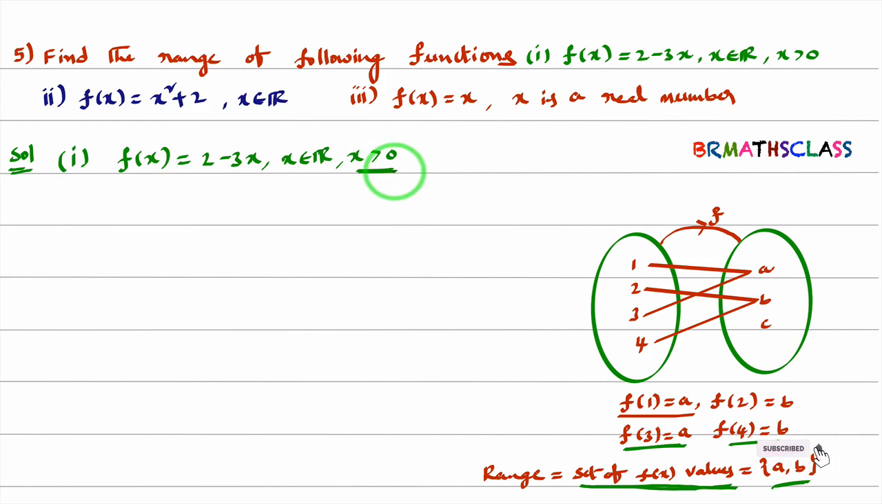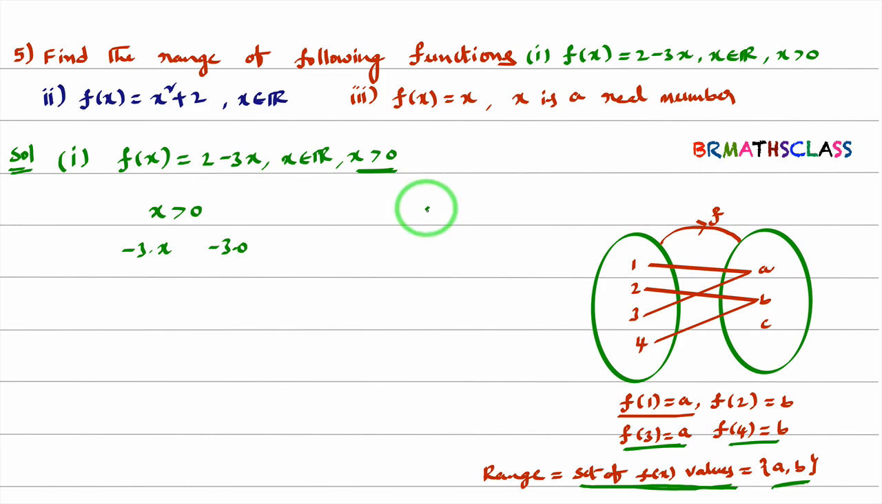Here you observe they have given that x is greater than 0. What am I trying for? I am trying to find what the f of x values are. So here you observe in f of x, minus 3x is there. So I need minus 3x. For that, I'll multiply with minus 3 on both sides: minus 3 into x, minus 3 into 0.